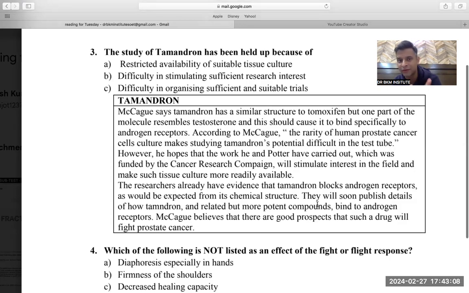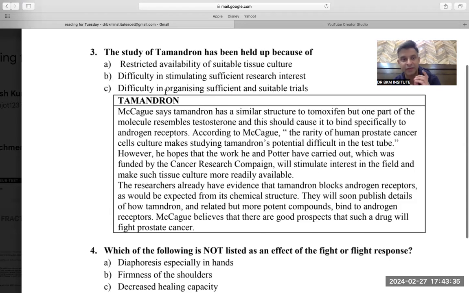So you can do these difficult questions. Restricted availability of the suitable tissue culture, yes. Rarity of the tissue culture, that's it. That becomes your difficulty in stimulating sufficient research. But they are saying the research they have done will stimulate interest, and this option says difficulty in stimulating, so it is the opposite. Eliminated. So this is not my answer.